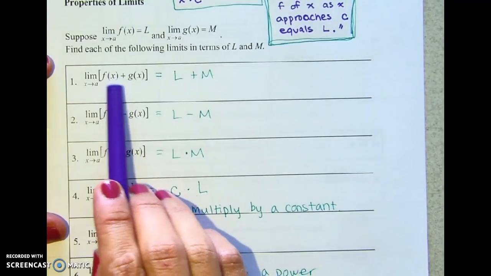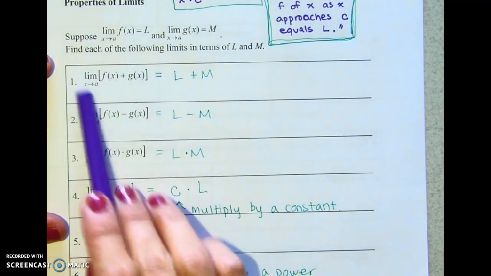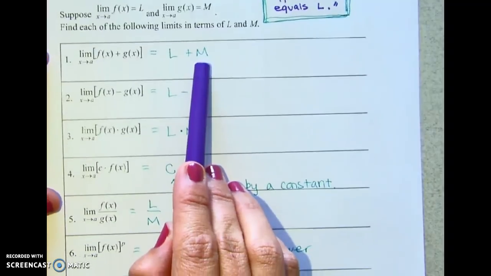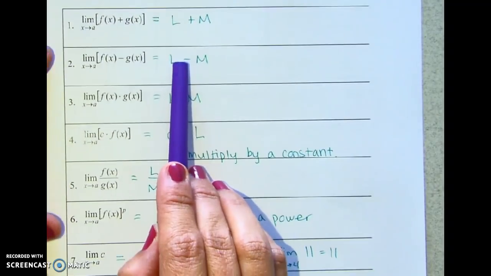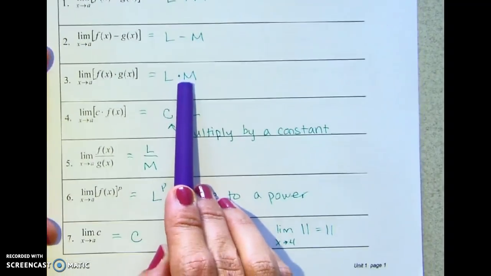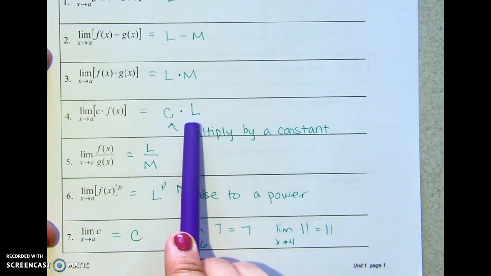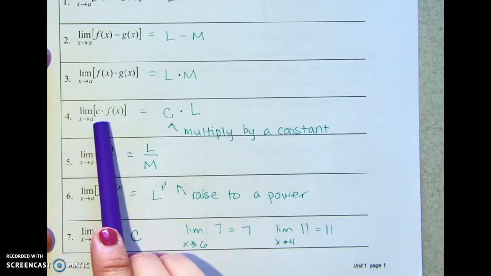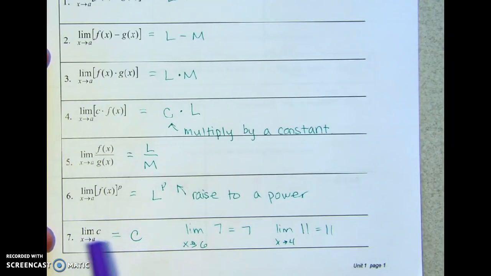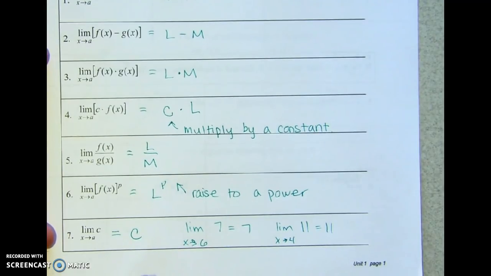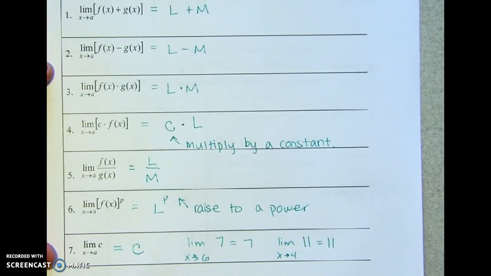If you are adding two limits in symbols, then you can add the values together. You could subtract two limits. You can multiply two limits. You can multiply a limit by a constant, like 5 times the limit. You can divide limits. You can raise a limit to a power. And the limit of just a constant is that constant.